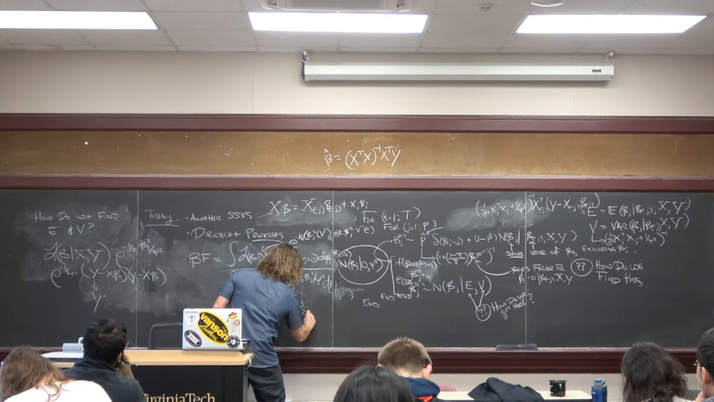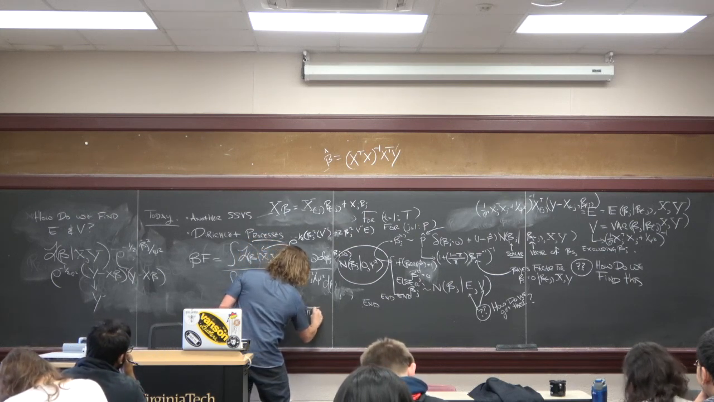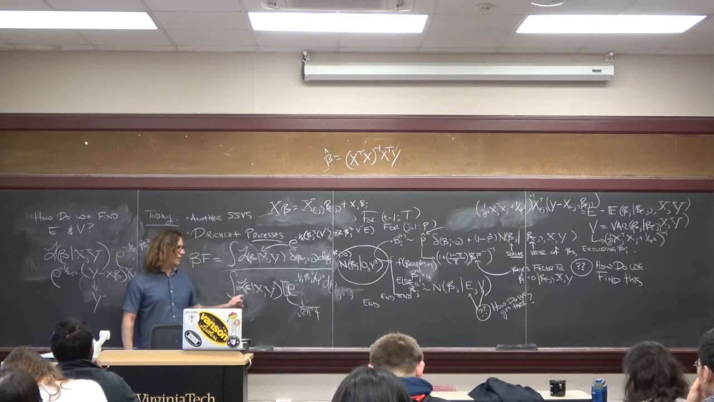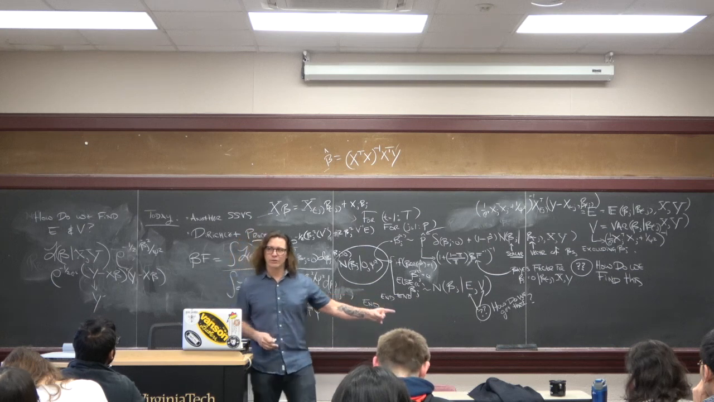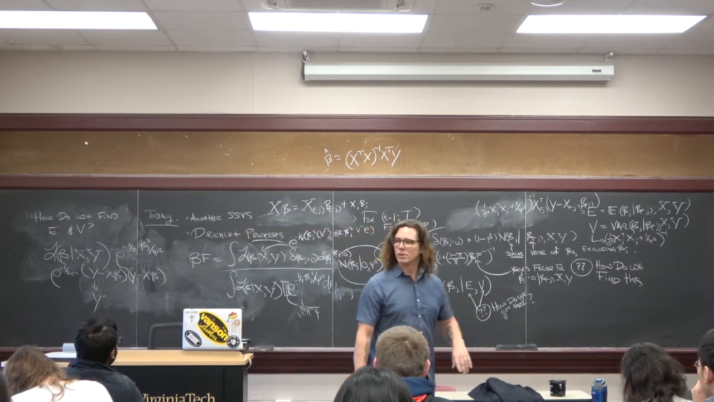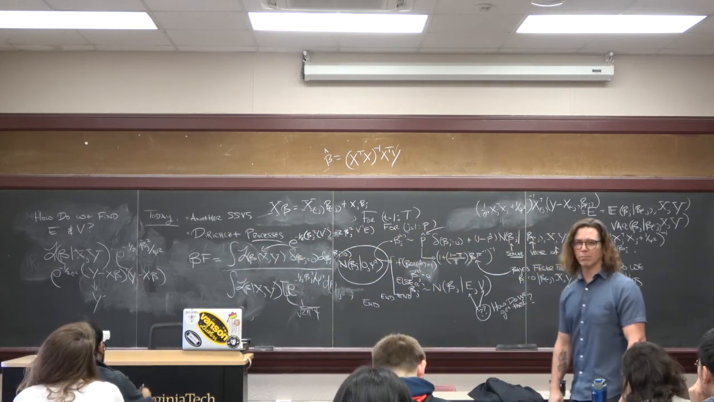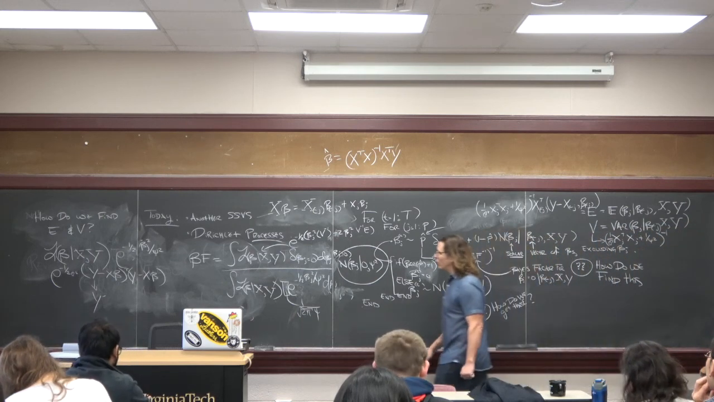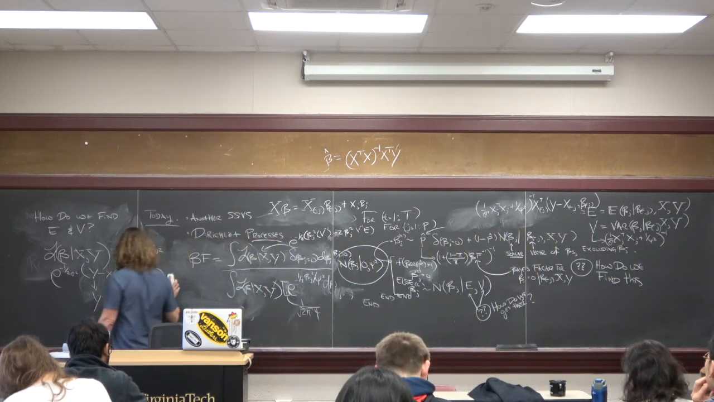1 over root 2 pi psi. So I just need to work out that integral. How do you work out this integral? Week 2. Complete the square. It's a completing of the square activity. And so if you work it all out, this formula turns out to be this.